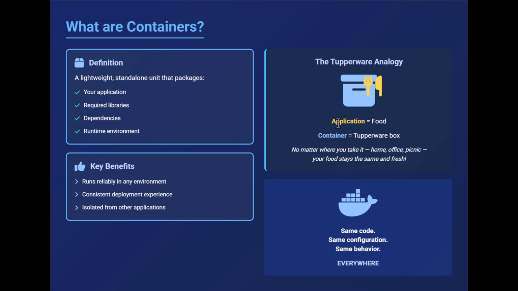Let's look at why containers are awesome. They run reliably in any environment. They give a consistent deployment experience, and they are isolated, which means they don't mess with other apps on your system. Whether you are building, testing, or deploying, you want your code to behave the same everywhere, and containers do just that. Same code, same configuration, same behavior everywhere. If your app breaks when you move it from one system to another, containers can fix that. Let's move to the next slide.